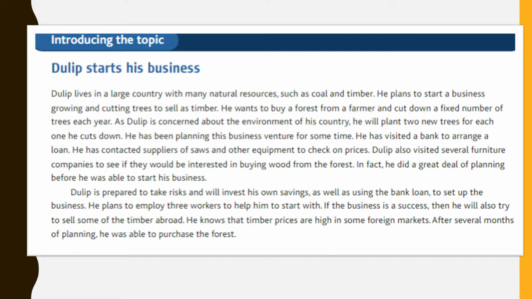So Dulip lives in a large country with many natural resources such as coal and timber, and he plans to start a business growing and cutting trees to sell as timber. He wants to buy a forest from a farmer and cut down a fixed number of trees each year. As Dulip is concerned about the environment of his country, he plans to plant 2 new trees for each one he cuts down. He's been planning this business venture for some time. He has visited a bank to arrange a loan. Then he's contacted suppliers of saws and other equipment to check on prices. He also visited several furniture companies to see if they would be interested in buying wood from the forest. In fact, he did a great deal of planning before he was able to start his business.